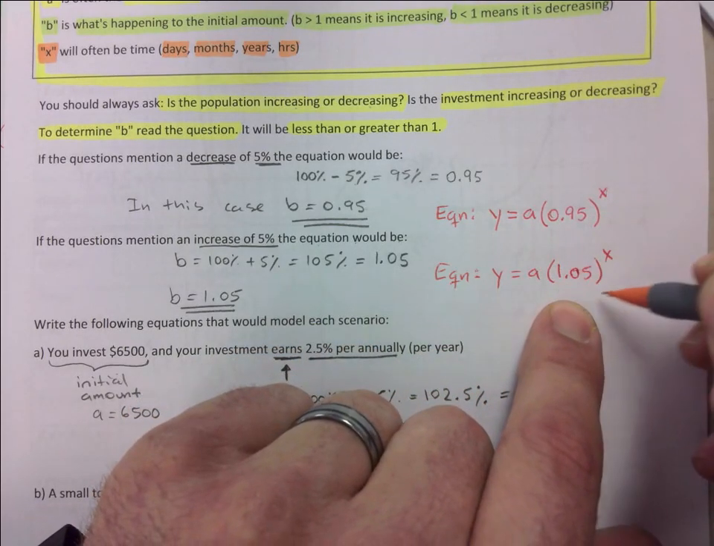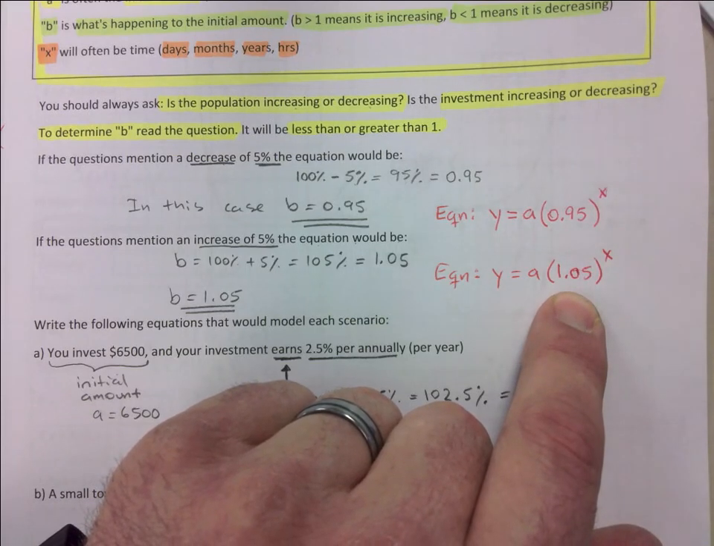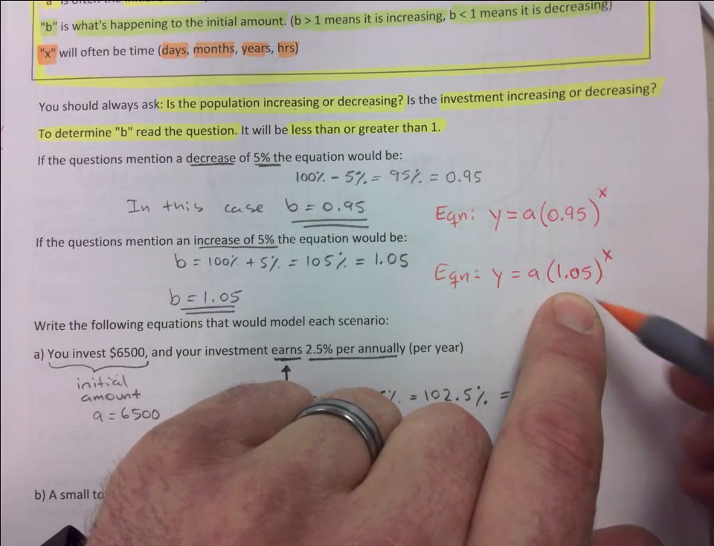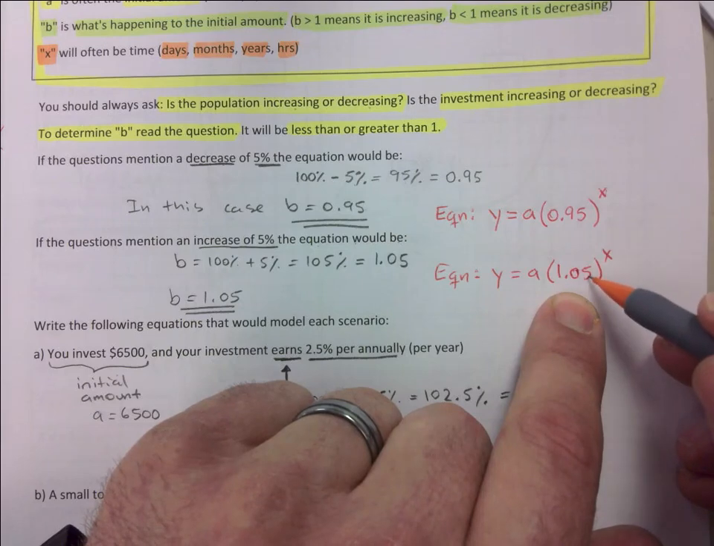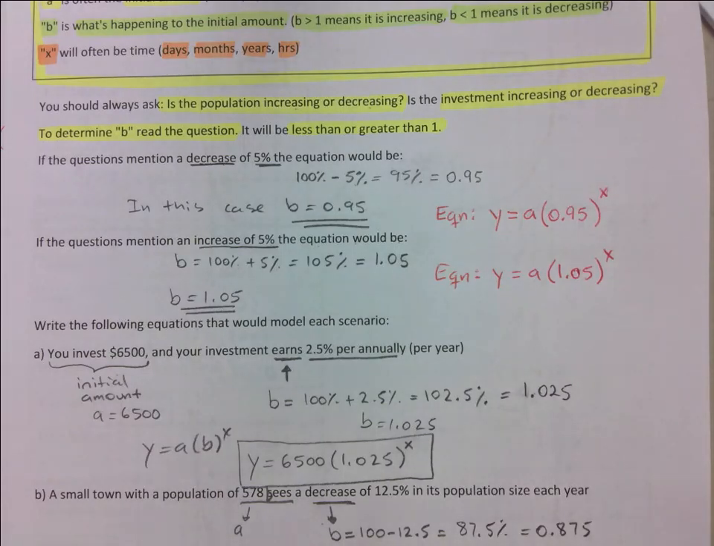I would expect you to see this and be like, oh, this is greater than 1. So it's increasing, my population, money, you name it, it's increasing. By how much? By 5% in this case. So those things I would like you to know.